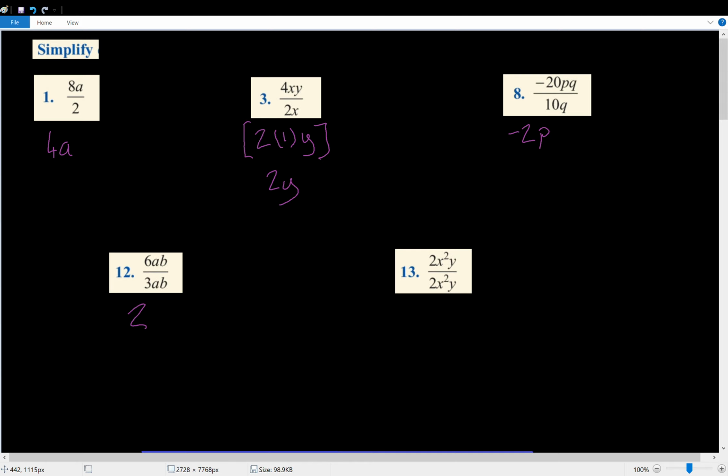And then for 13, we've got 2x squared y over 2x squared y. So for this one, it's actually quite simple. We've got the same number on top as we have on bottom, which means our solution to this is just going to be 1. And that is that.